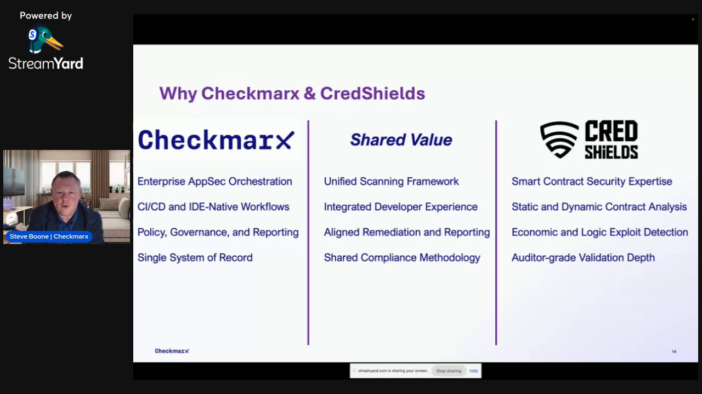And I think that's one of the beauties of having CredShields as a partner with Checkmarx, is we can now leverage the technology that they have and bring that to our landscape of customers, many of which are adopting Web3 technologies as well. So together, this extends not only AppSec into Web3, but it does so without fragmenting workflows, visibility, or ownership. So Shreya, thank you so much. I think I'll hand it back over to you.